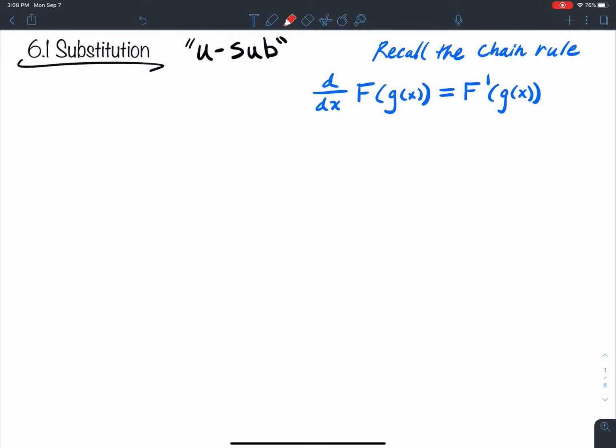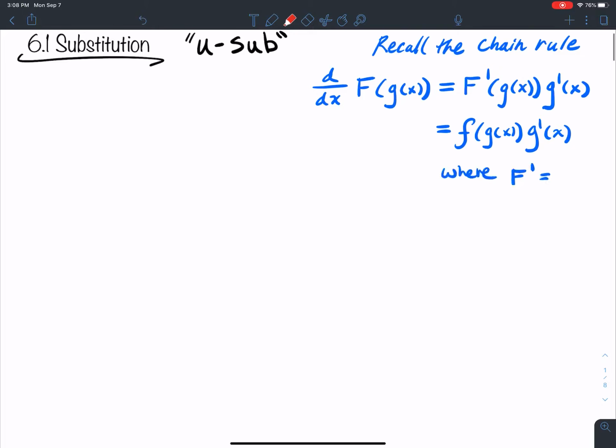And then I multiply that by the derivative of the inside function. That's the chain rule. And so the derivative of the inside g of x is g prime of x. So I can simplify this, replacing capital F prime with lowercase f, as long as capital F prime of x equals lowercase f. Okay? So the derivative of the antiderivative is equal to the integrand function itself.